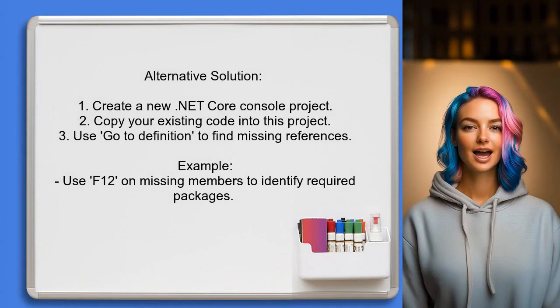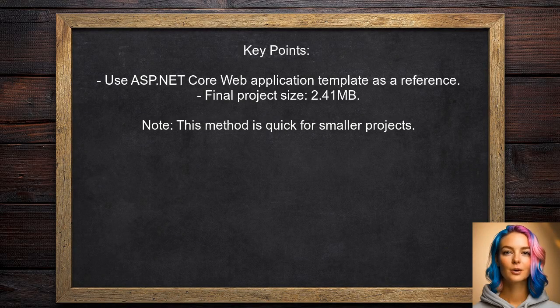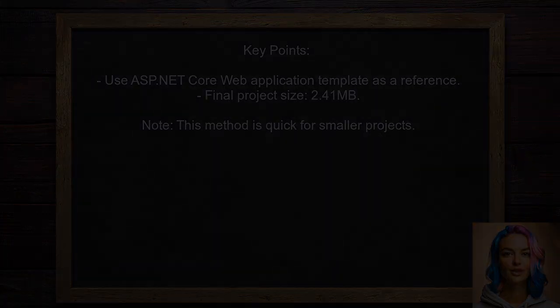One user suggests a practical approach to reduce the footprint of your ASP.NET Core Web API. They recommend creating a new .NET Core console project and copying your code there. To resolve missing references, they advise using the Go to Definition feature in Visual Studio to identify which assembly each API belongs to. They also mention that since your project doesn't use complex features, you can leverage the ASP.NET Core Web Application template as a reference. This method helped them reduce their project size to just 2.41 megabytes.